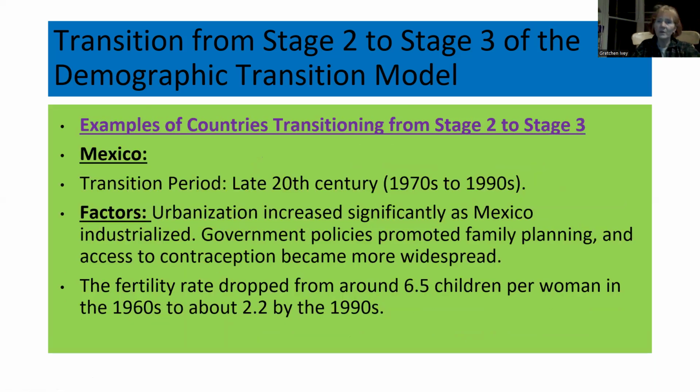Okay, so here are some countries transitioning from stage 2 to stage 3 or that have made it through. Some of these have even gone beyond it, but Mexico: late 20th century, so the 1970s to the 1990s. So what did Mexico do to jump to stage 3? Urbanization increased significantly as Mexico industrialized. Government policies promoted family planning, and access to contraception became more widespread. The fertility rate dropped from about 6.5 children per woman in the 1960s to about 2.2 by the 1990s.